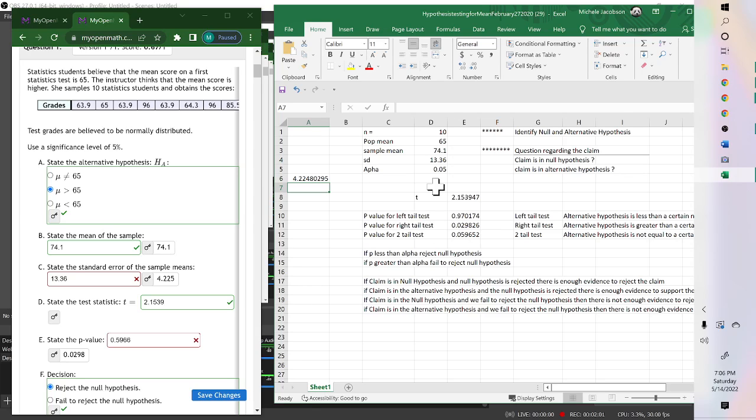Then we look at the p-value. Alpha was 0.05. The p-value is less. If it's less, then you reject the null hypothesis, and that's why we reject it.